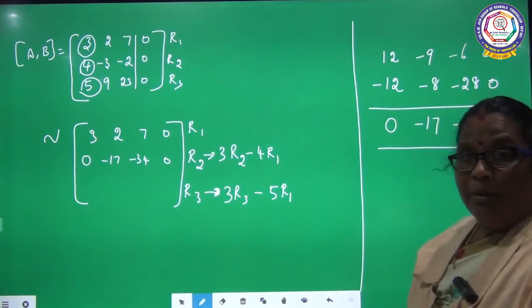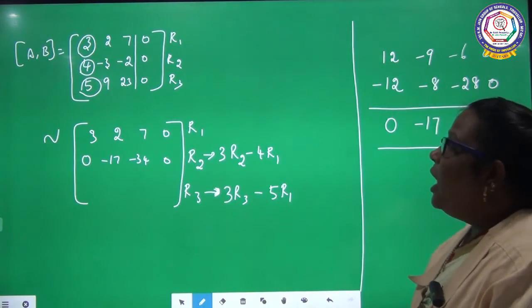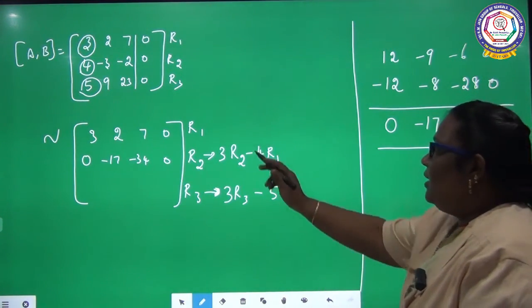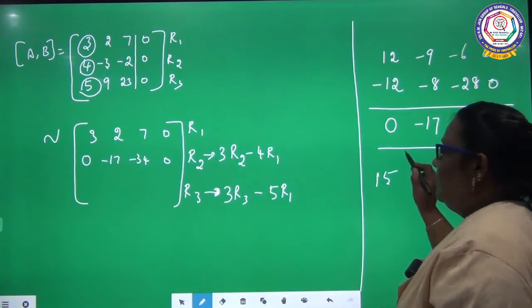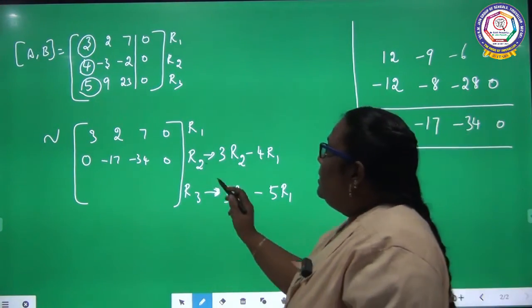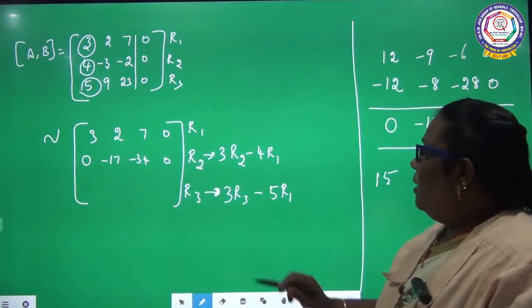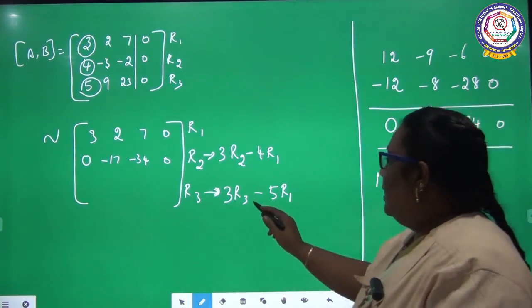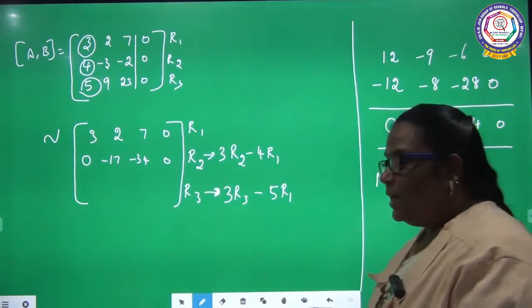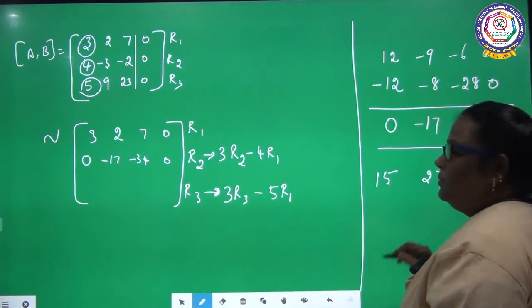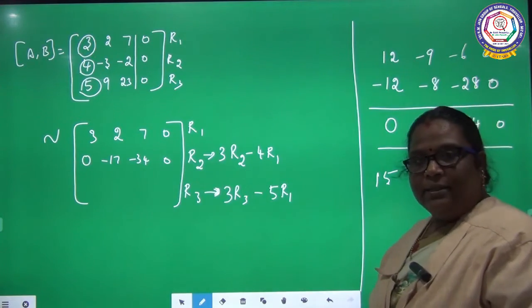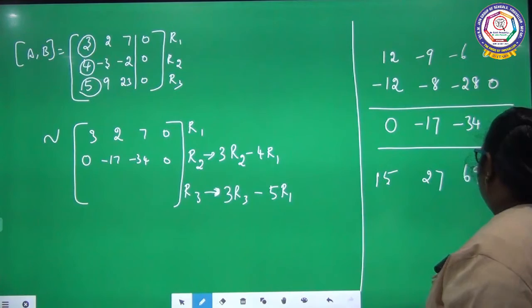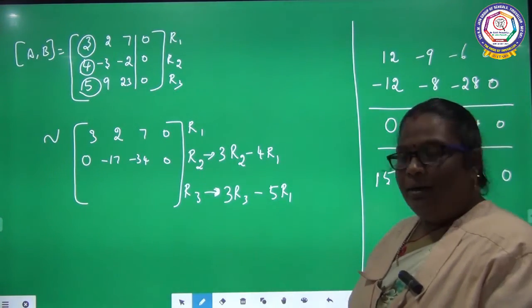See what is the outcome here. 3R3, multiply R3 by 3. 3 5s are 15. 3 9s are 27. 3 into 23 is 69. 3 into 0, 0. Okay?